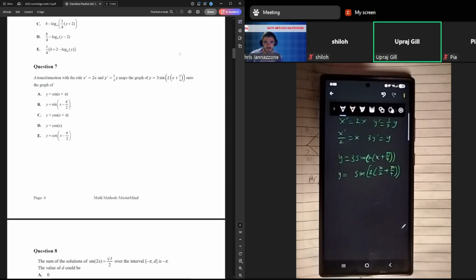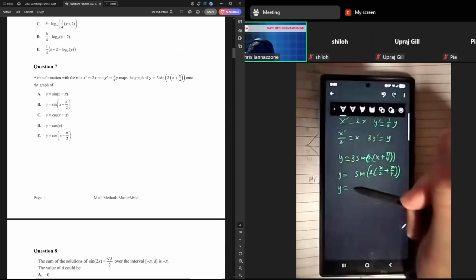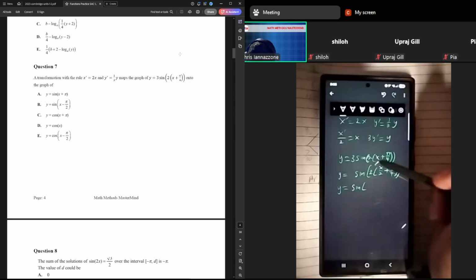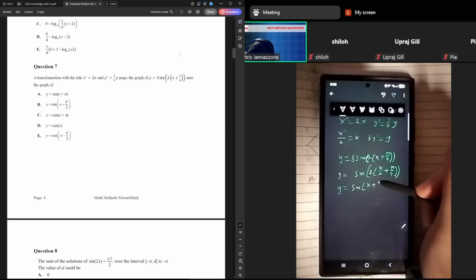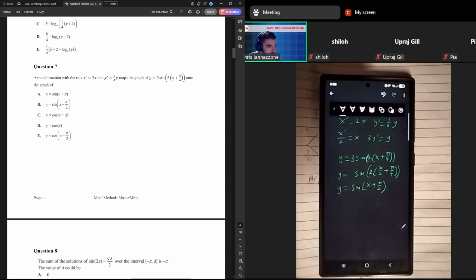Chris, could we distribute the two? Yeah, sounds like a good idea to me. Y equals sine. So 2 goes through there to make it just x, and then 2 pi on 4 becomes pi on 2. That looks much simpler. Do we have a match? Not quite. So we can see all the possibilities there. We've got some sine, we've got some cos, we've got some plus pi's, and we've got some minus pi over 2's in there.